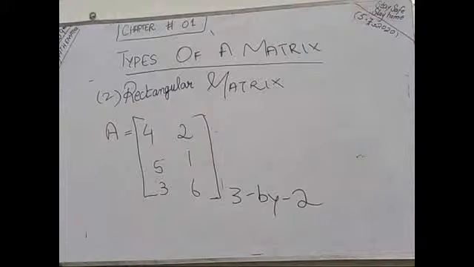So that now we can see that 3 and 2. It means that number of columns and number of rows are not equal. So that's why this matrix is a rectangular matrix. हम एक और एग्जांपल दे सकते हैं.